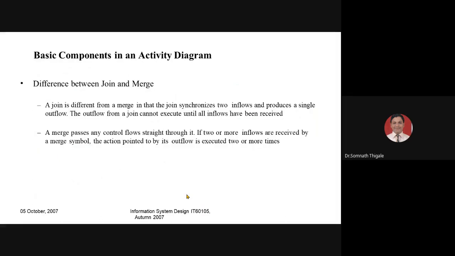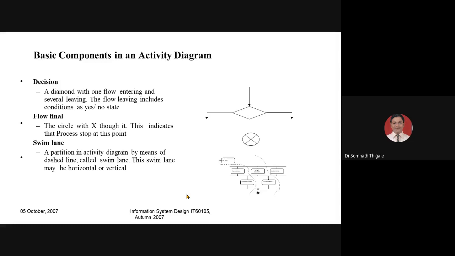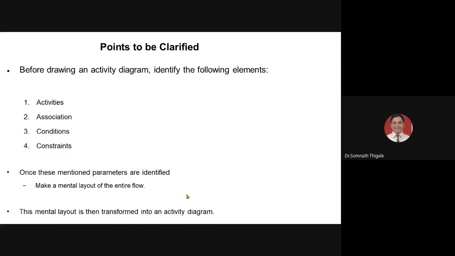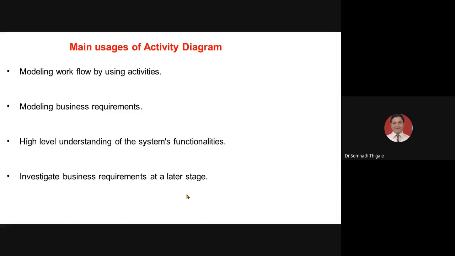That's about the activity diagram. Then decision flow, final swimlane concept we have discussed. Activities, association, conditions part also we have seen. The constraints part also we have discussed. These are the advantages of the activity diagram, modeling the workflow. Once you are aware of this entire workflow, we simply call this the business flow, the moving from one action to another action or one operation to another operation. It will clear your activity diagram.